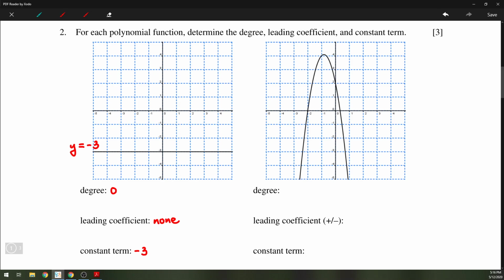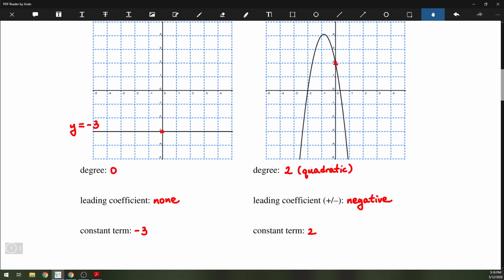All right, so the function on the right, you can see that it is a parabola, and it's facing downwards. So this is certainly going to be degree 2, quadratic. Because of the fact that it's opening downwards, the leading coefficient is going to be negative. And finally, the constant term, again, that is the y-intercept. So in this case, it is going to be 2.